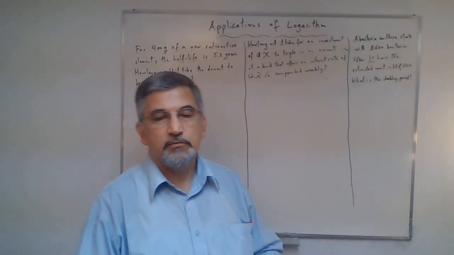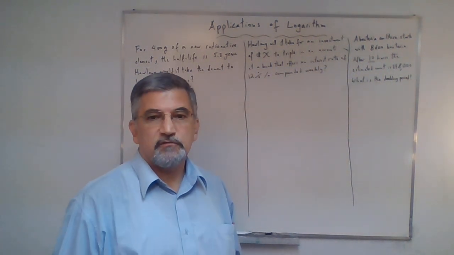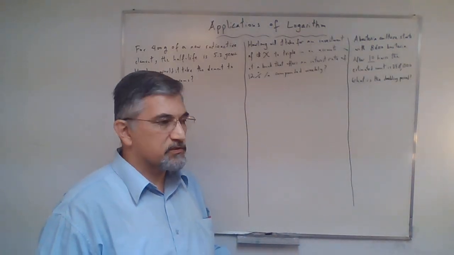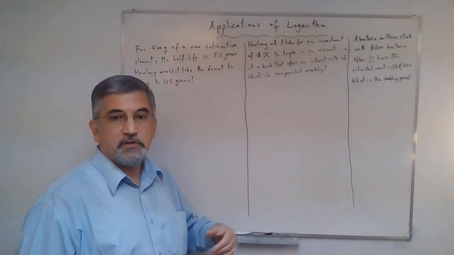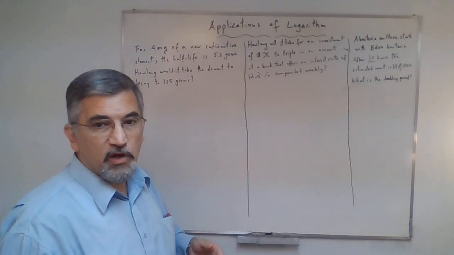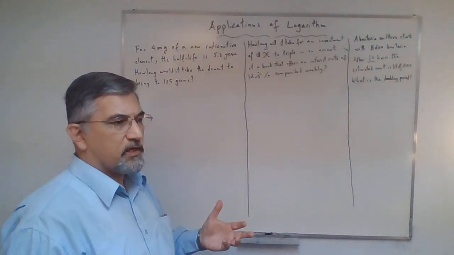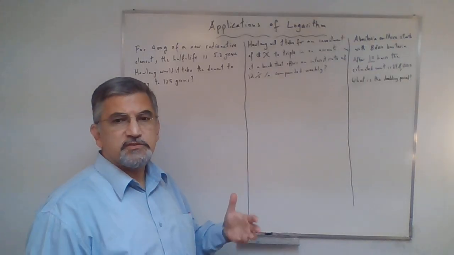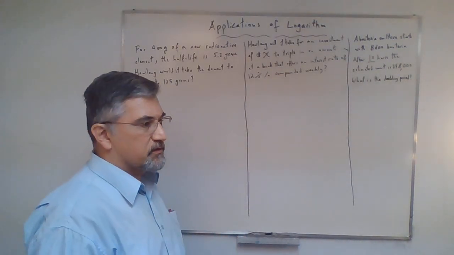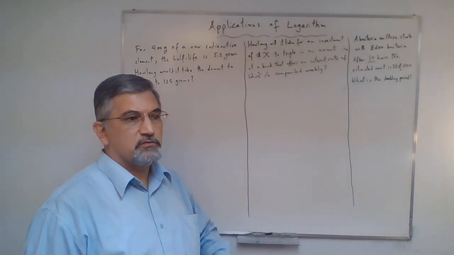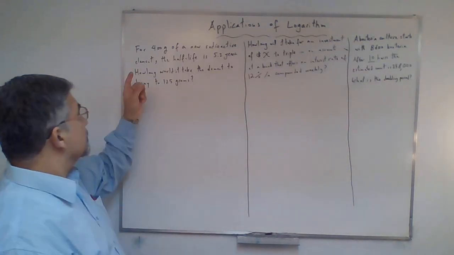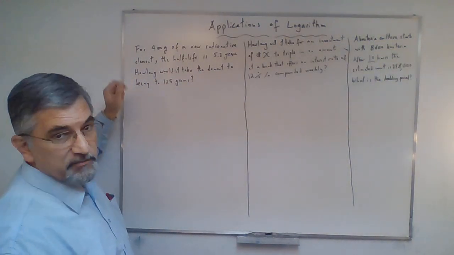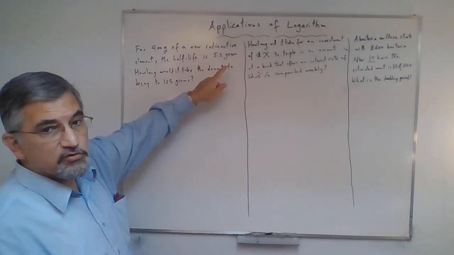Hello everyone, we continue with the applications of logarithm. I want to introduce more and more applications of logarithm, so I'm sharing some word problems. And these are actually from the past topics you have studied, maybe in grade 11, with respect to exponential functions. So for 400 gram of a new radioactive element, the half-life is 5.2 years.